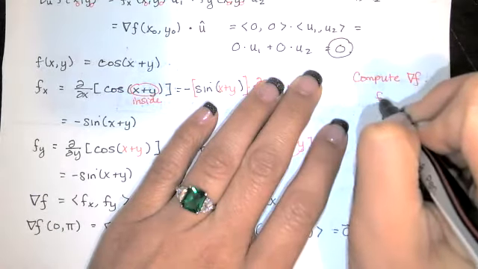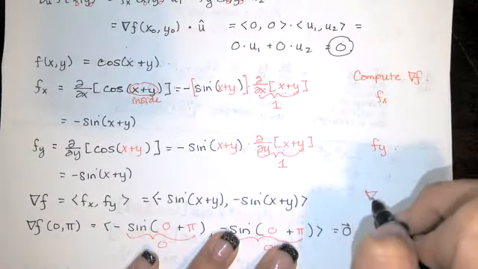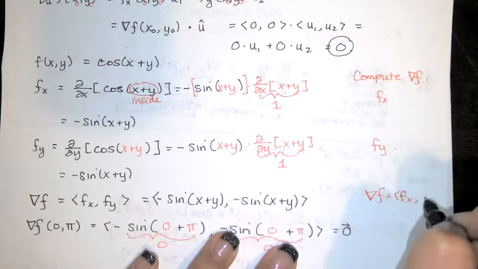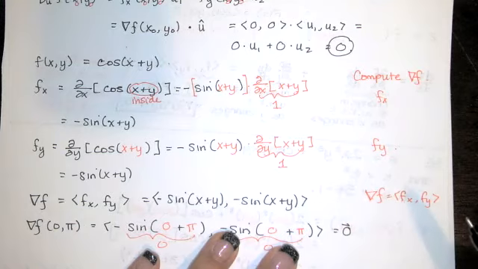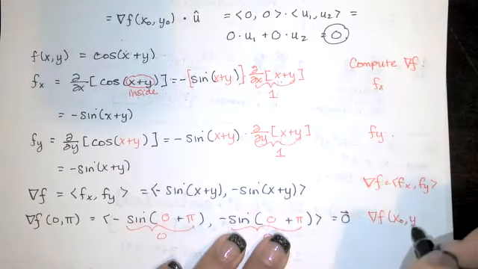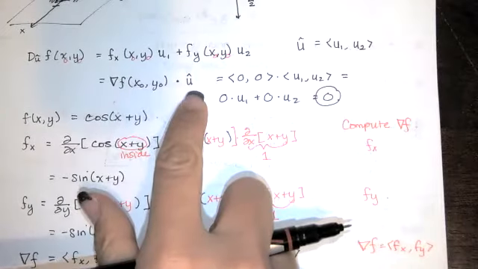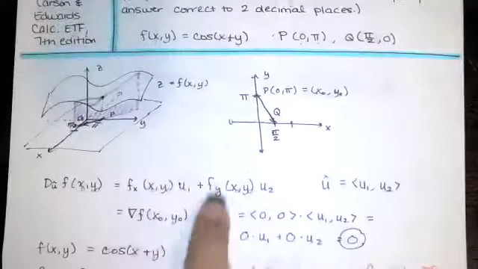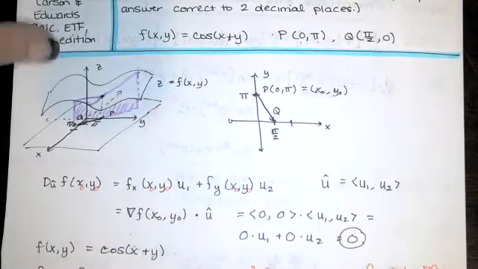which meant computing the partial derivative of f with respect to x and the partial derivative of f with respect to y, and then putting those two pieces together as the components of our gradient vector. And then we evaluate that at the point, and it turned out to be the 0 vector. If it wasn't 0, from here, I would find the unit vector in the direction given. So we were told to start at P and go to Q. So I need the unit vector in the direction of PQ.